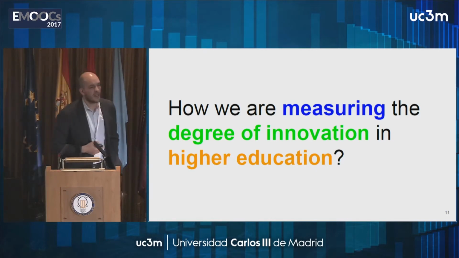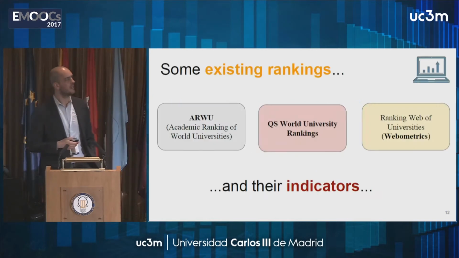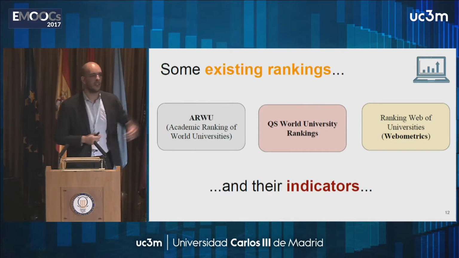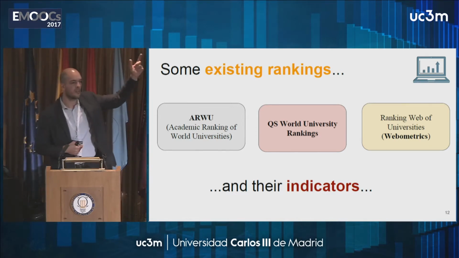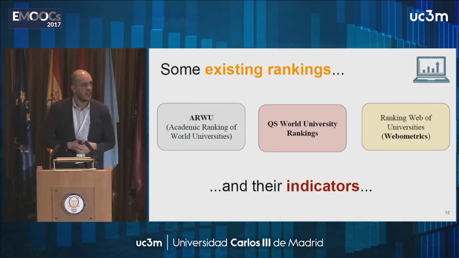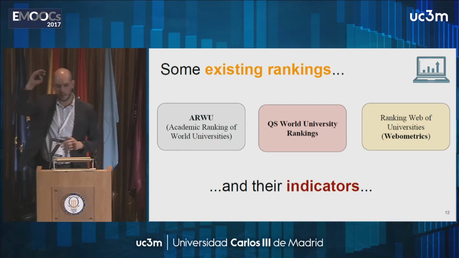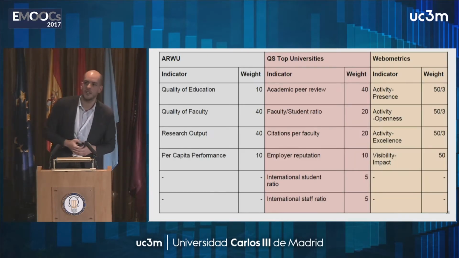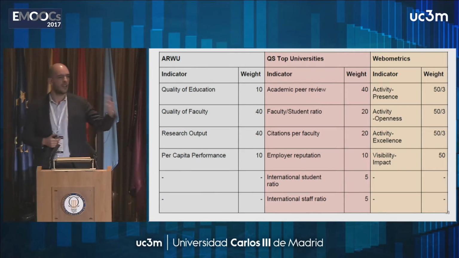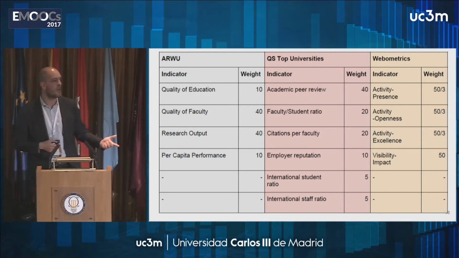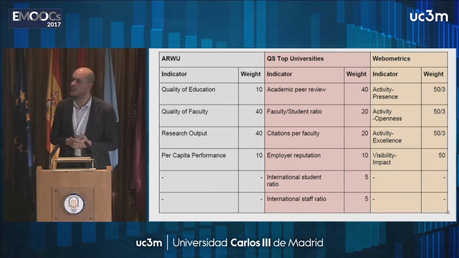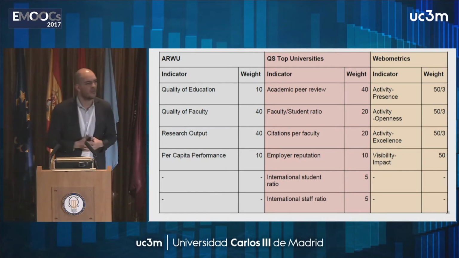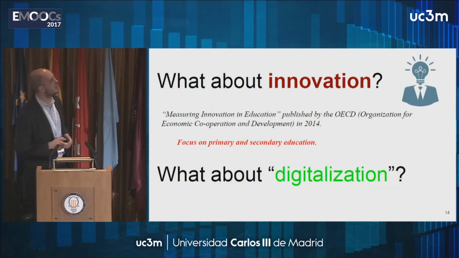How are we measuring the degree of innovation in higher education? Well, as you may know, there are a lot of well-established rankings. I just took three of them: the Shanghai ranking, the QS World ranking, and the Web of Metrics. All of them have a good set of indicators: quality of education, quality of research. They have metrics like the number of Nobel Prizes, presence on the web. So it seems that they almost reflect the situation of a university, but somehow they are a little bit old-fashioned. So what about innovation?